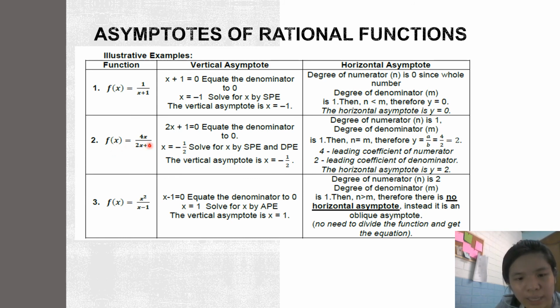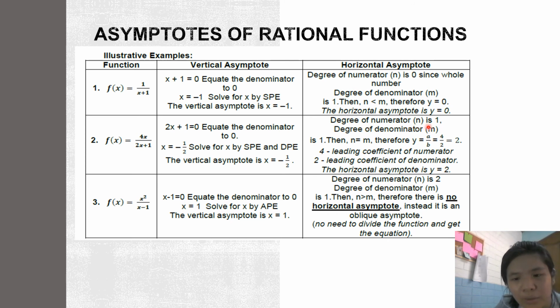So, proceed to next. 4x over 2x plus 1. So, 2x plus 1 siya. Kunin natin yung value ng x na makakapagpa-0 sa denominator natin. So, ayun, nag-equate siya sa 0, transpose, and yung value ng x nakuha niya is negative 1/2. So, therefore, our vertical asymptote is x equals negative 1/2. How about the horizontal asymptote?